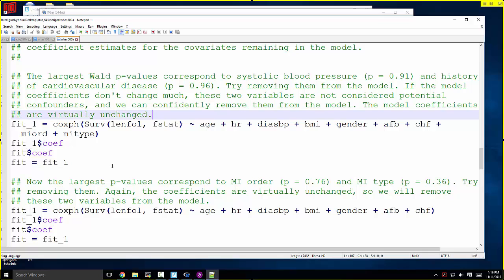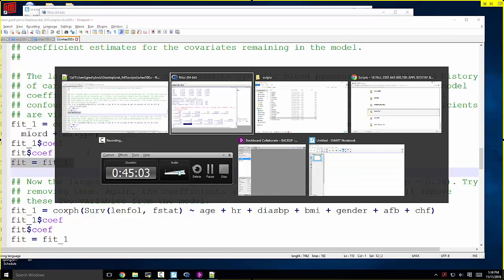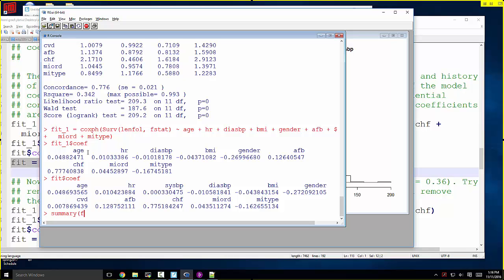So I'm comfortable at that point, those variables are gone. After we do that, we could reassess. So I'm going to accept fit 1 as the updated model. Let's look at the new model.